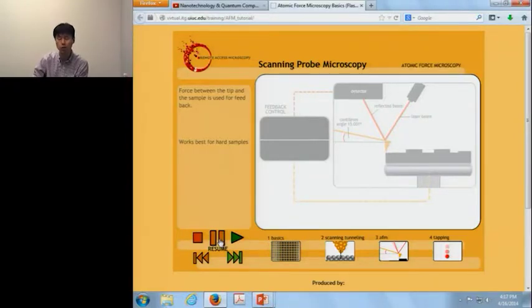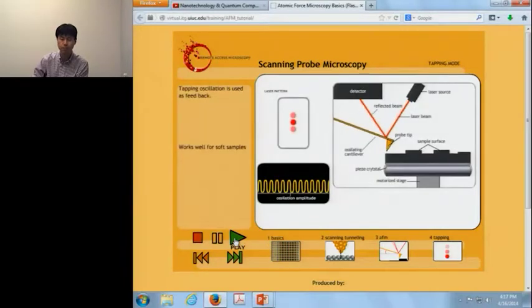That contact mode of the AFM just monitors the deflection of the cantilever as it scans the surface of the sample. As I mentioned in the previous slide, there are two other modes, and the last cartoon will show you another mode of the AFM, which is called tapping mode.